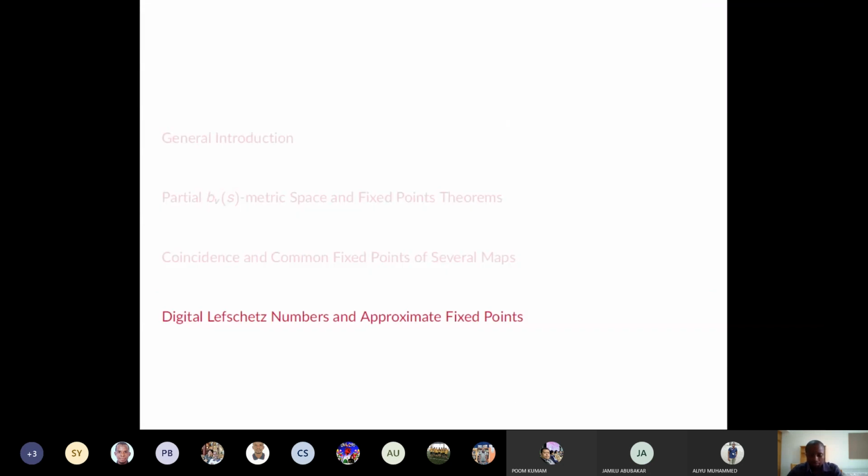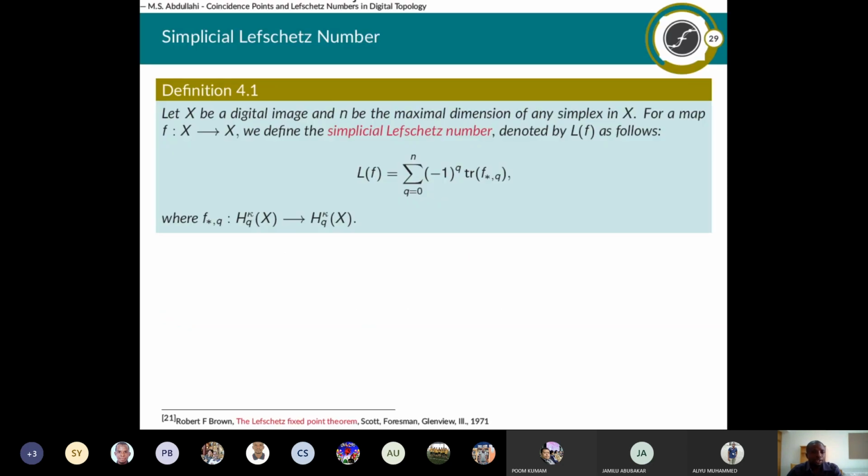So now we'll move to the last part of this talk, which is about digital Lefschetz number and approximate fixed point. And I will start with just a definition of what a Lefschetz number is. If you can remember, I gave an overview of what Lefschetz theory is all about.